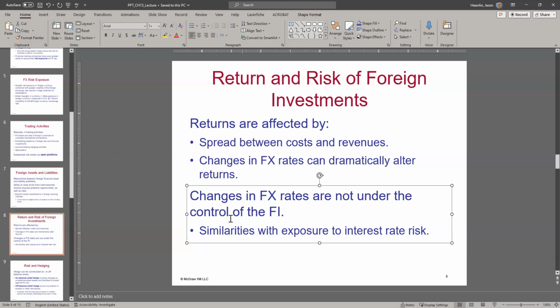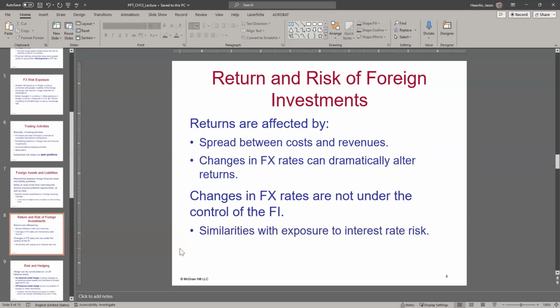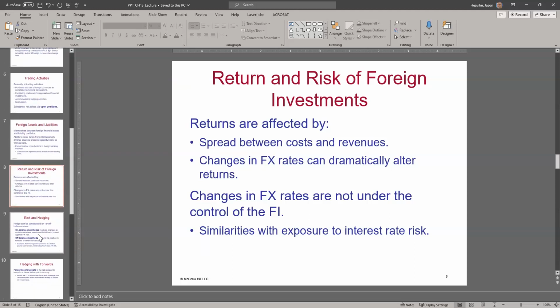And there it goes with similarities with exposure to interest rate risk. The financial institutions and or any company for that matter have no control over interest rates. And same thing, interest rates change, the value of your company can change dramatically. It could go good or bad, depending on your position.